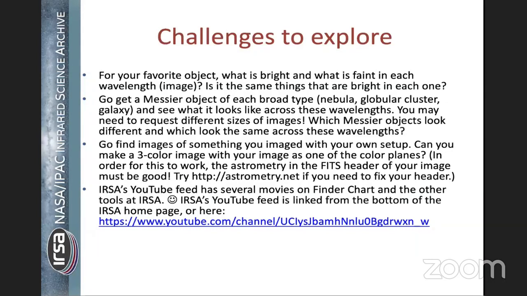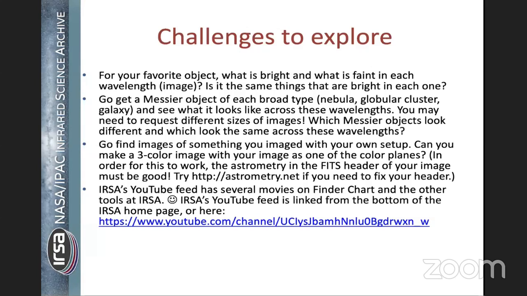You could go get a Messier object of each of the broad types of objects that are in the Messier catalog, like pick a nebula, pick a globular cluster, pick a galaxy, and do that same sort of exploration. What does it look like across the wavelengths? And depending on which Messier object you pick, you may need to request wildly different sizes of images. There are some classes of Messier objects that are going to look very different in the infrared, and some are going to look quite similar in the optical and infrared.